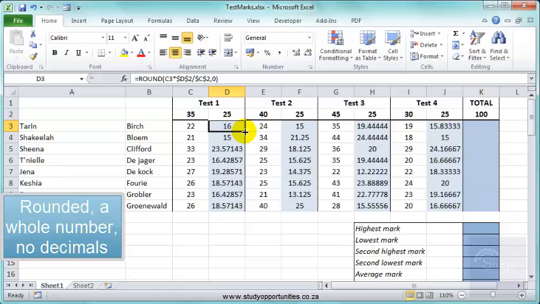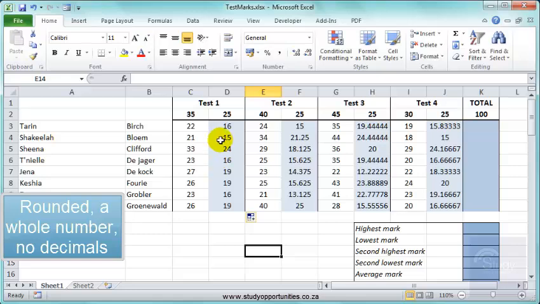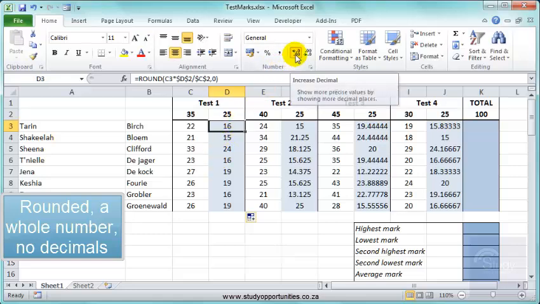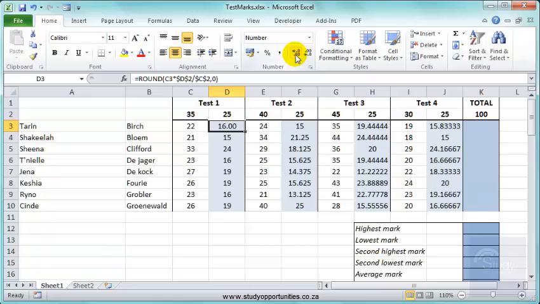It's rounded down or rounded up. It's been rounded to the nearest whole number. If I pull it down, they've all now been rounded. Even if I go and increase the decimal, they don't show anything after the decimal. They've been rounded to a whole number.